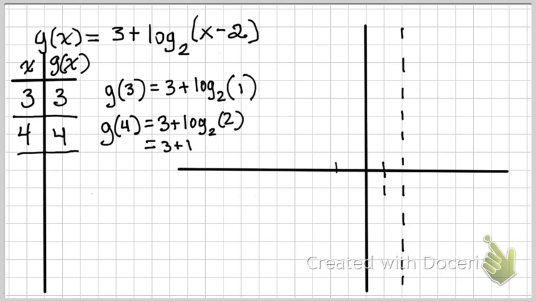Now this is pretty coincidental here that I got 3, 3, and 4, 4. Definitely don't want to get locked into thinking it always works out like that. It just worked out like that this time. So I plot those 2 points, 3, 3 and 4, 4. Got my 2 points, and then I just curve towards the asymptote and away. And that's the log function.